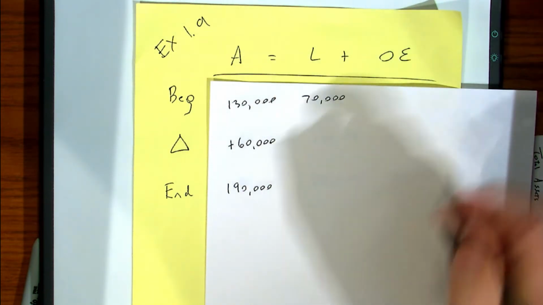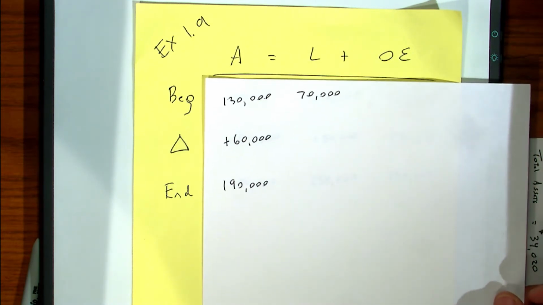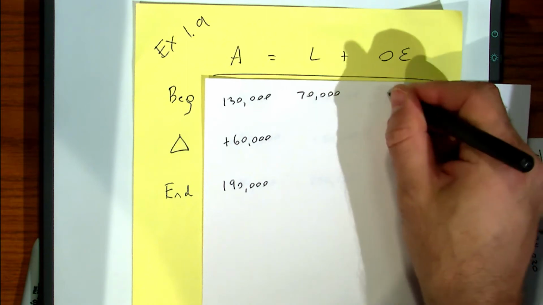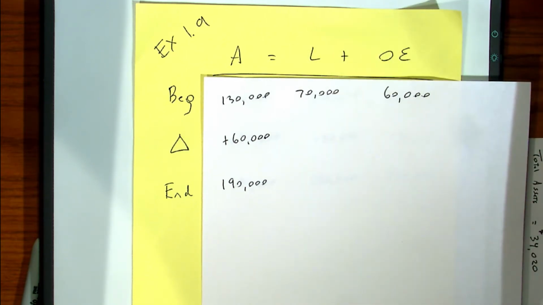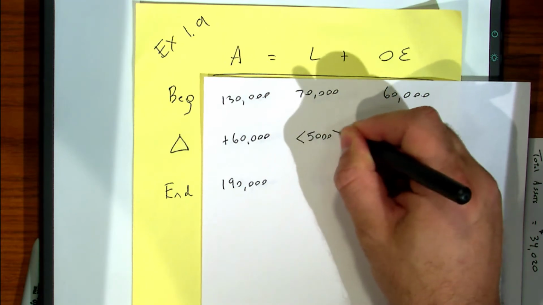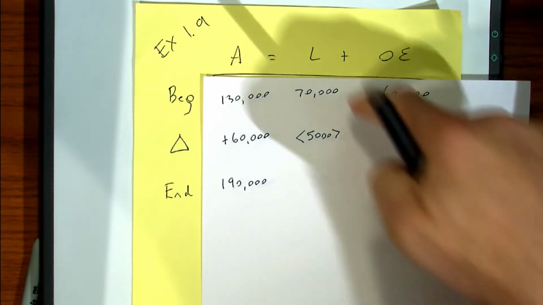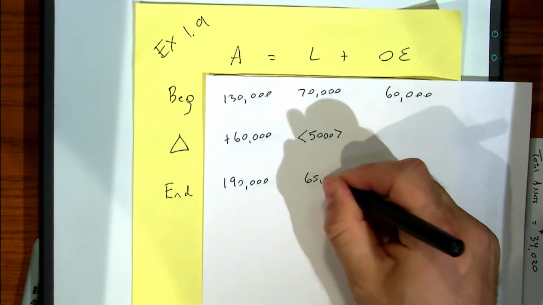130 plus 60 equals 190. Do we know owner's equity at the beginning of the period now? Yes, 60. It had to be 60, didn't it? Okay, let's keep reading. Liabilities decreased 5,000 during the year. I'll use parentheses to denote subtraction. 70 minus 5 is what? 65,000.